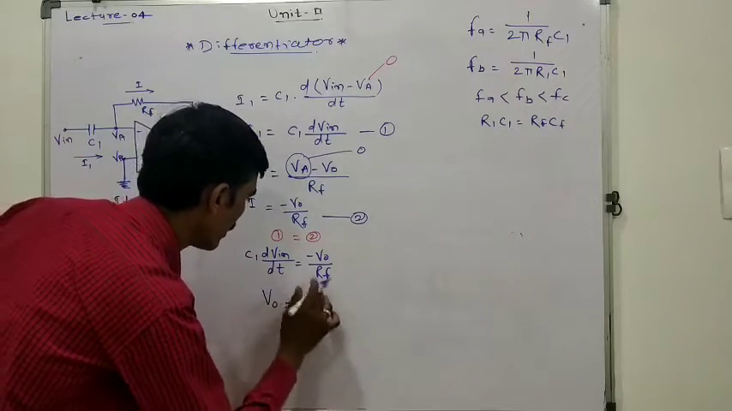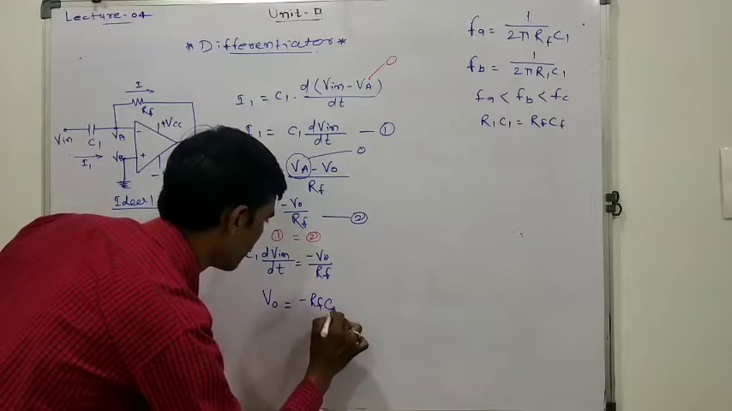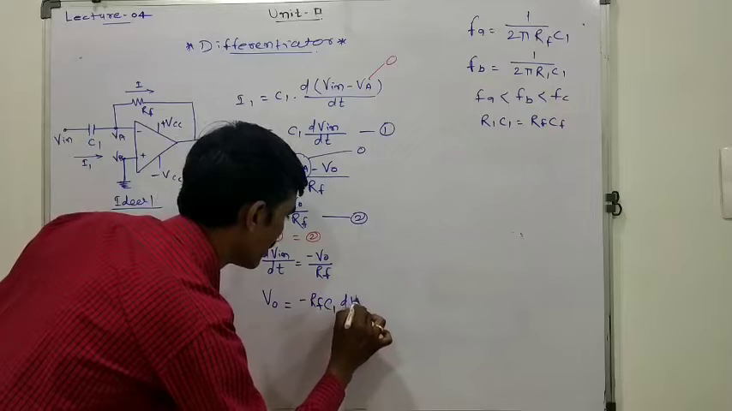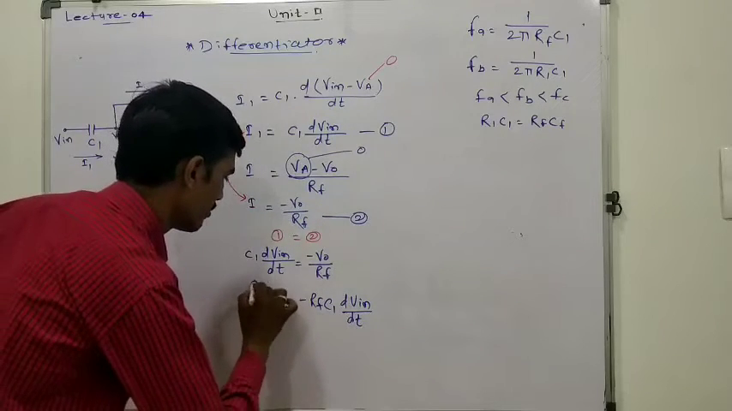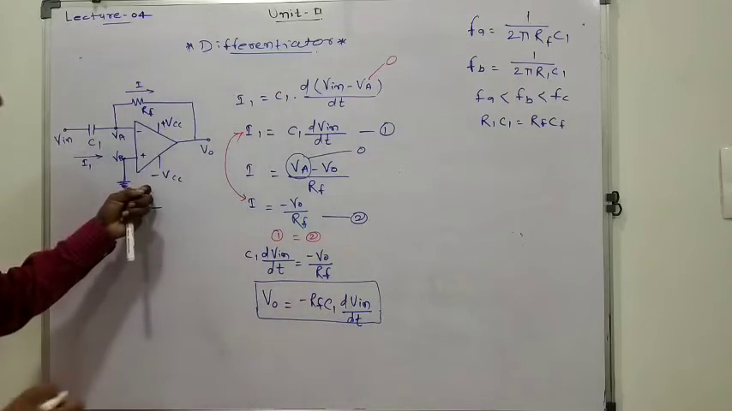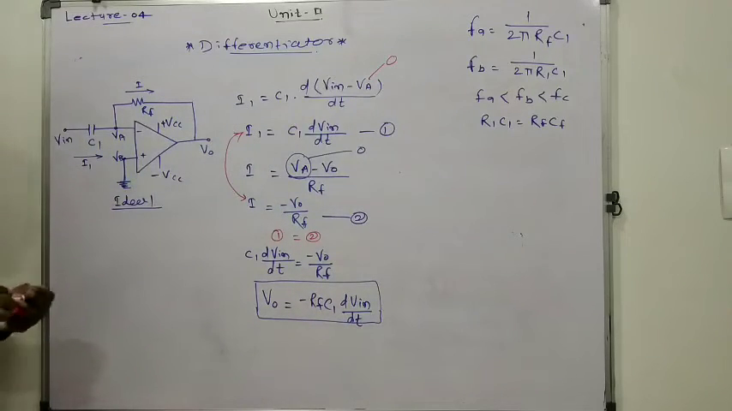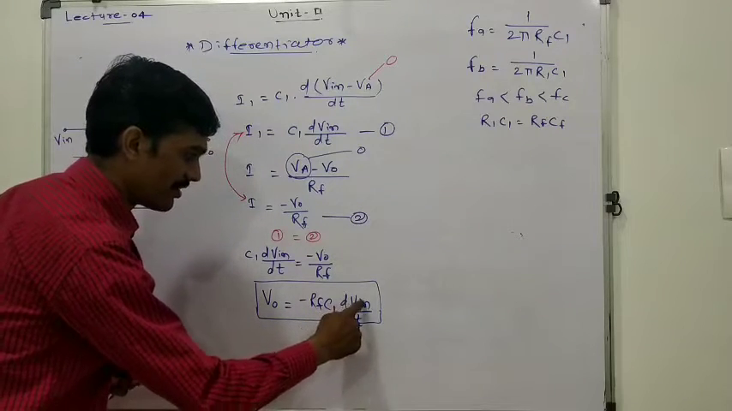VO is equal to what? VO is nothing but minus RF C1 dVin by dt. So this is nothing but the output voltage of this circuit. That is, output voltage is equal to negative RF into C1 dVin by dt.